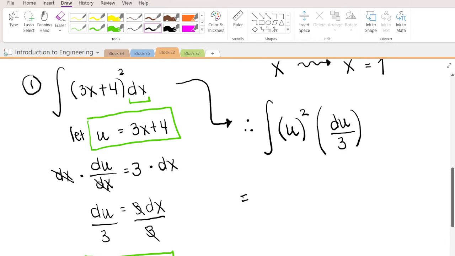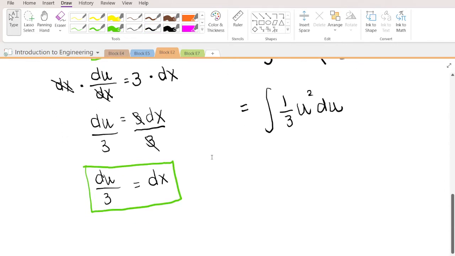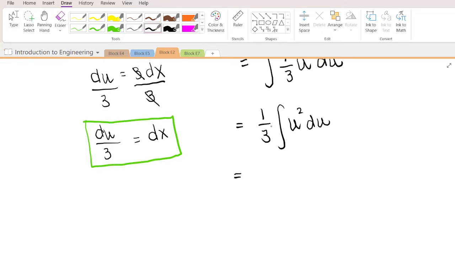For further simplification, we have 1/3 u to the power of 2 with respect to u. Let's continue the entire process using the power rule, basic integration rules. So bring the 1/3 outside the integral sign. You have u squared with respect to u, and then you apply the power rule. So what is the power rule? If you recall, you have u to the power of 3 over 3 and then plus c.